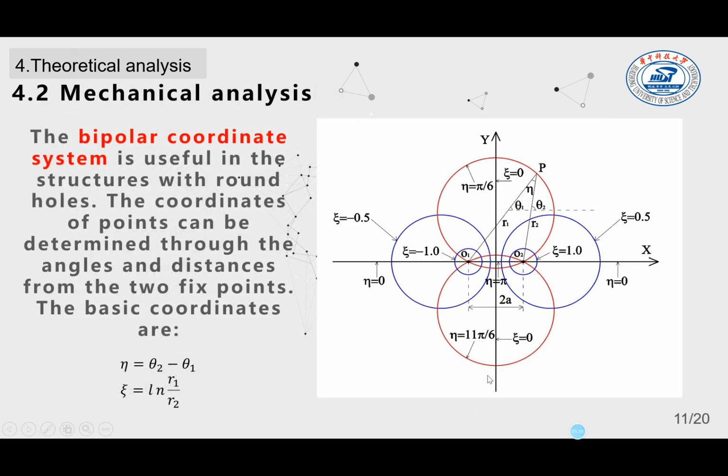Since the eccentric ring is hard to describe in the rectangular coordinate system, we introduce the bipolar coordinate system to analyze the eccentric ring. The bipolar coordinate system is useful in structures with round holes. The coordinates of points can be determined through the angles and distances from the two fixed points. The basic coordinates are eta and xi. They correspond to the angle relationship and the distance relationship between a specific point and the two fixed points.